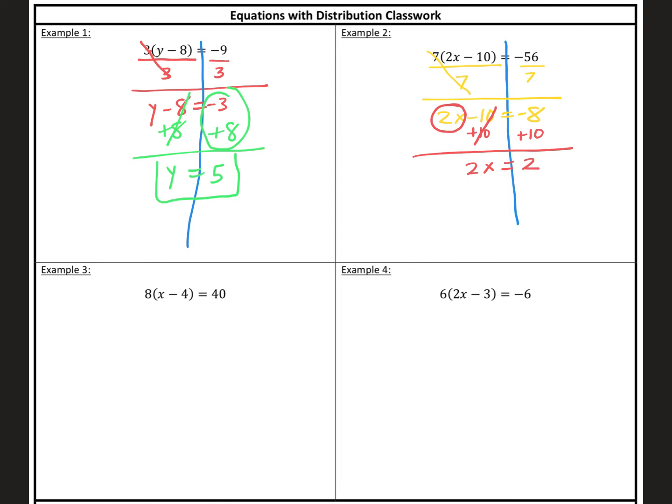And then my last step, we got to get rid of that 2 in front of that x. Now we're doing 2 times x, and so to undo your multiplication, you'll divide both sides by 2. When you do that, you get x equals 1, and that is your final answer.